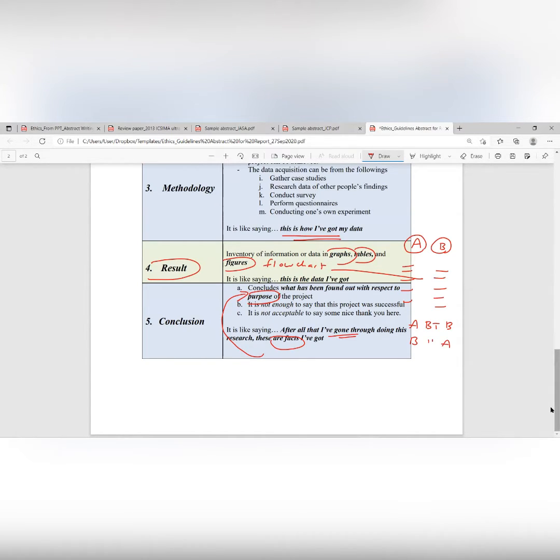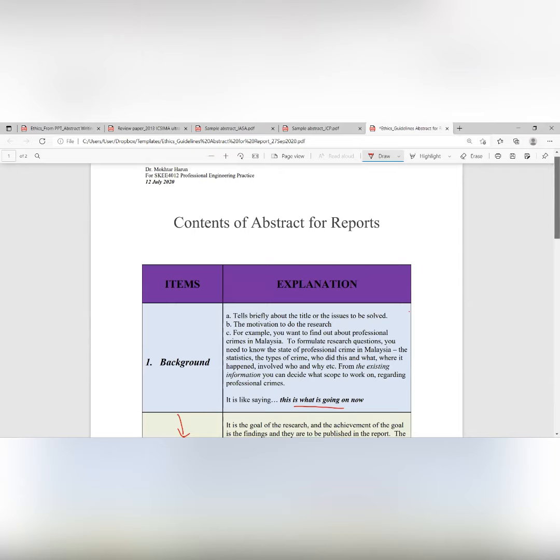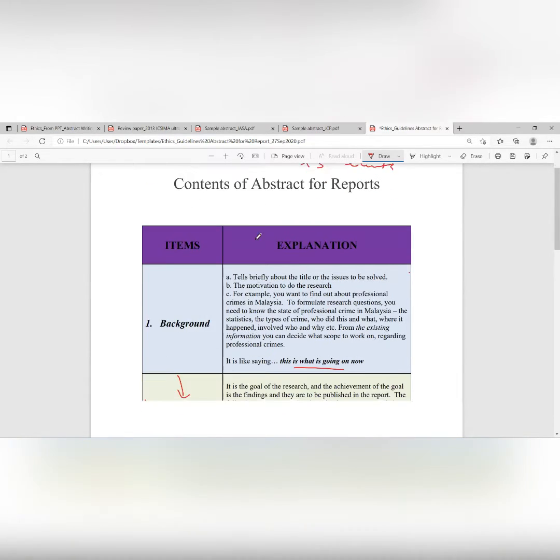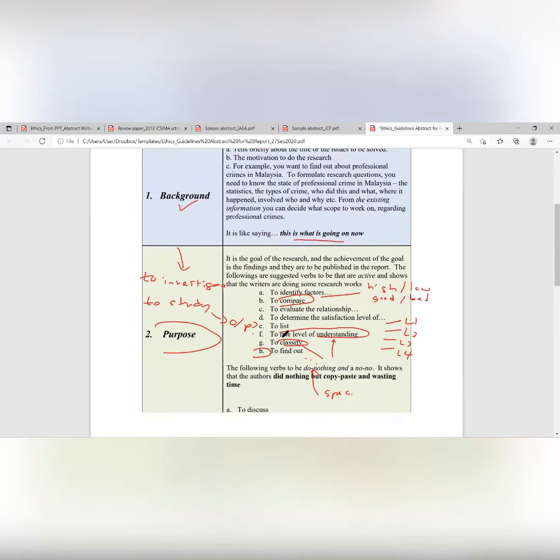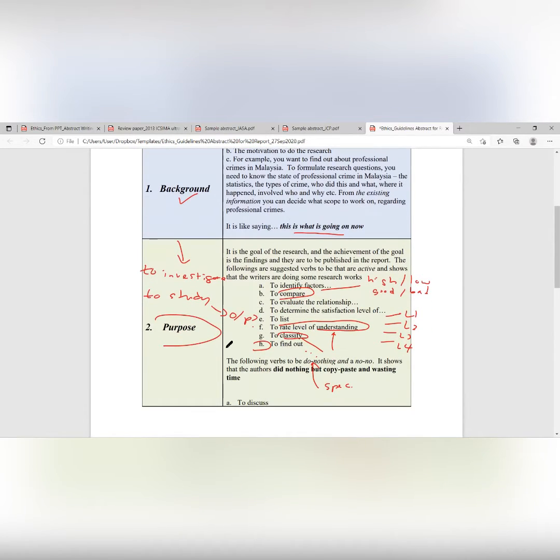So let me recap regarding the 5 elements in the abstract. So the first one is a background. So it is that the reader, this is what is going on now. So it gave me the motivation to do the research, and then this is my purpose. This is my purpose, and then I want to find out something about this issue.